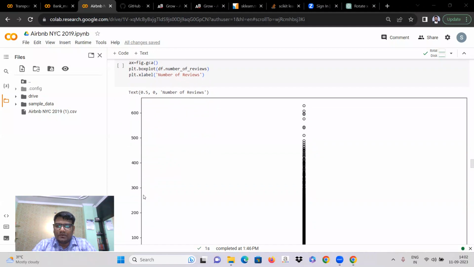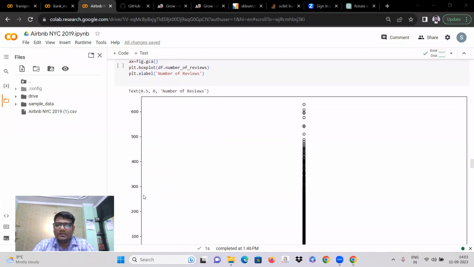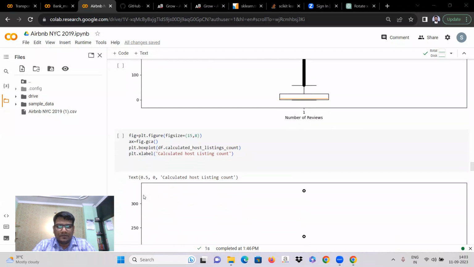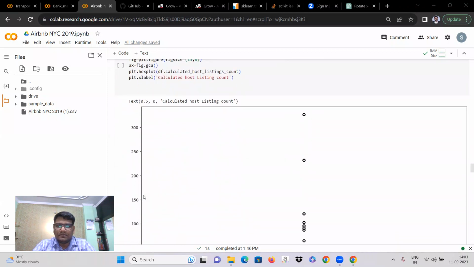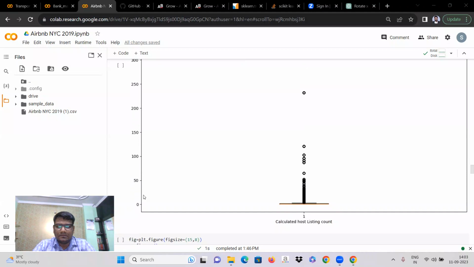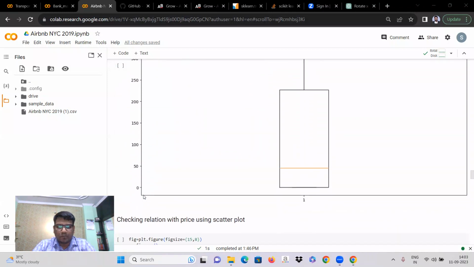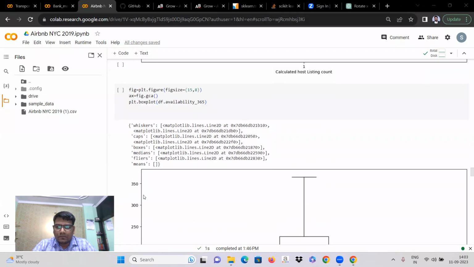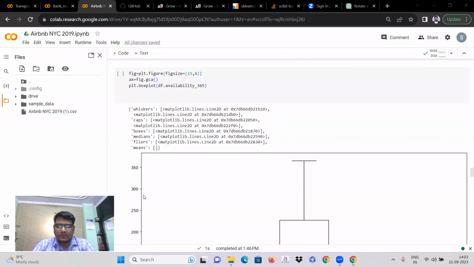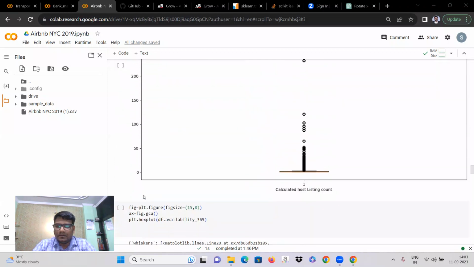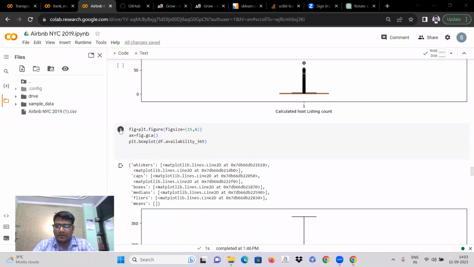So the box plot here is the number of reviews. All these will be considered outliers. Hosting list. So here is the available graph for the availability outlier.